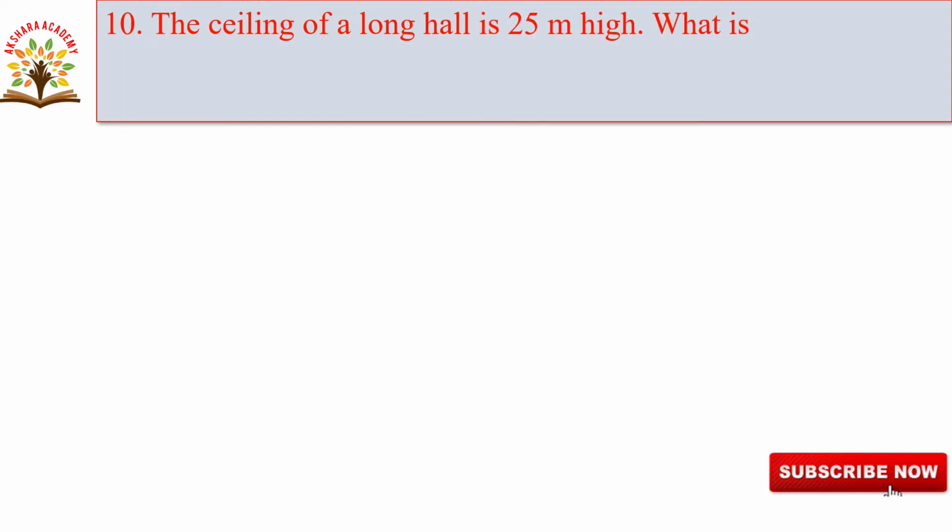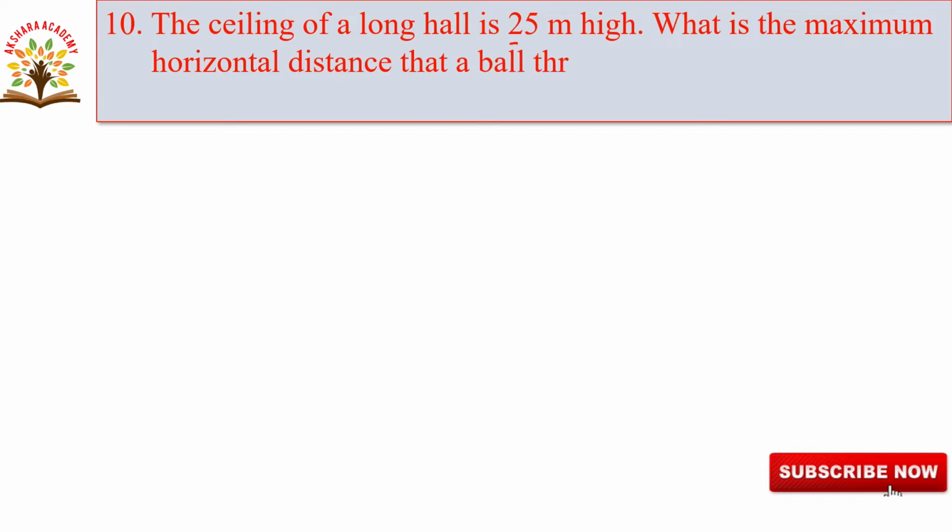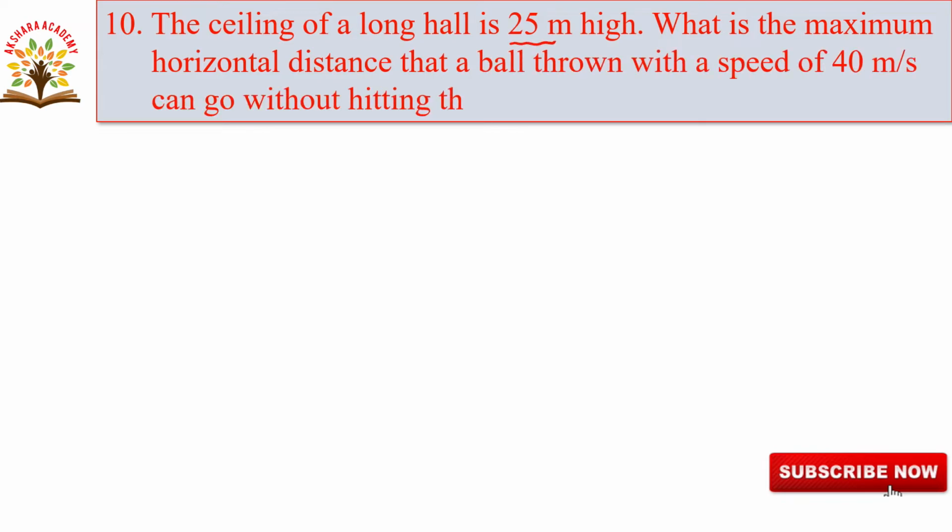The ceiling of a long hall is 25 meters high. What is the maximum horizontal distance that a ball thrown with a speed of 40 meters per second can go without hitting the ceiling of the hall? In this question they gave g is equals to 10 meters per second square, the speed 40 meters per second, and height 25 meters. Let us go to the solution.